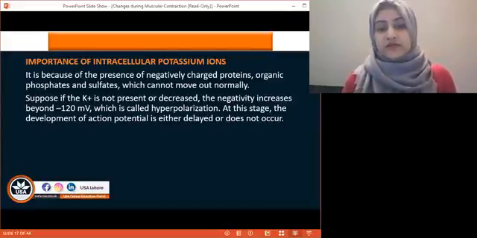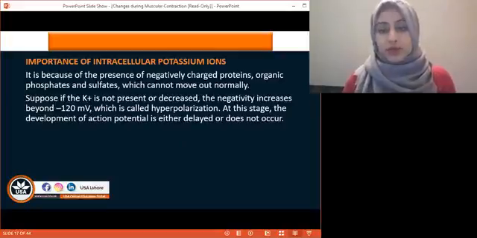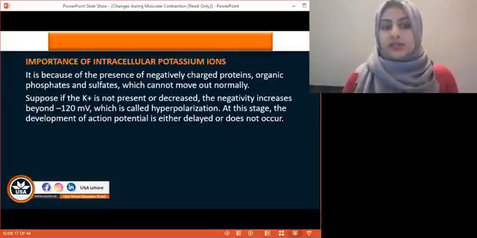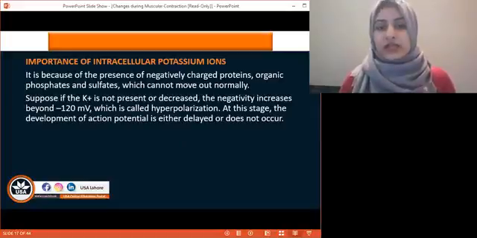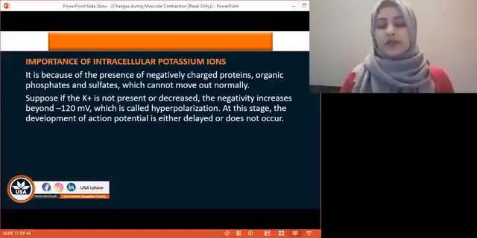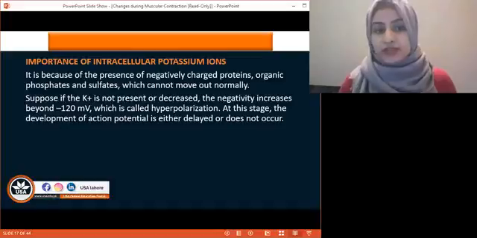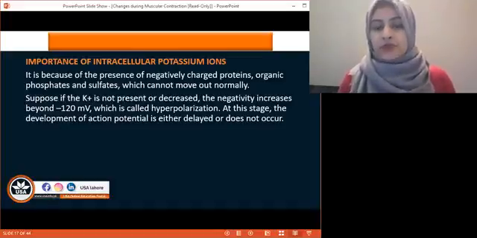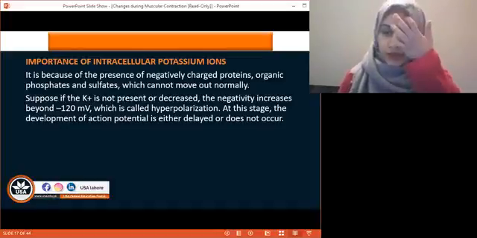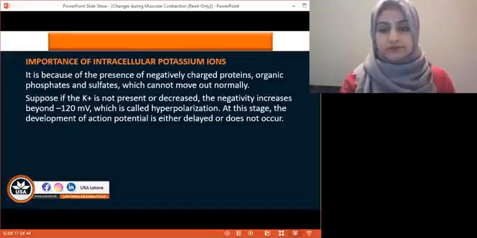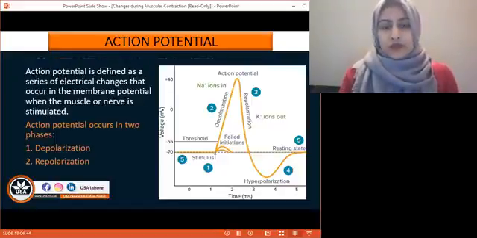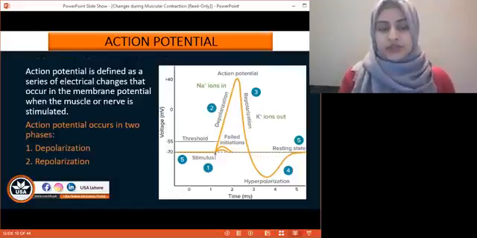And the channels for proteins and negatively charged ions which are present inside the cell are absent or closed, so they also remain inside the cell. And the potassium also remains inside the cell, which maintains the negativity at minus 90 millivolts, because if it increases more than 120 millivolts, it will lead to hyperpolarization, which in turn will not allow the muscle to contract normally. So that was all about resting membrane potential.